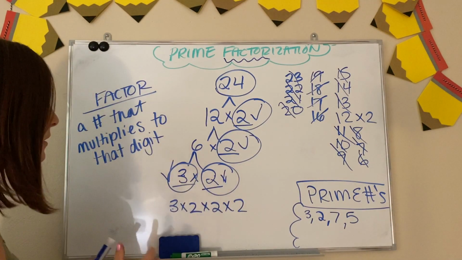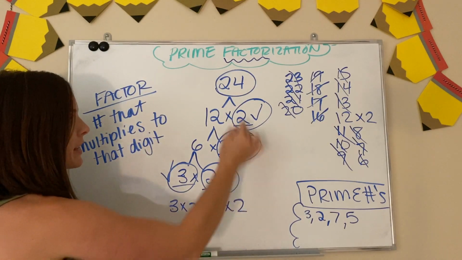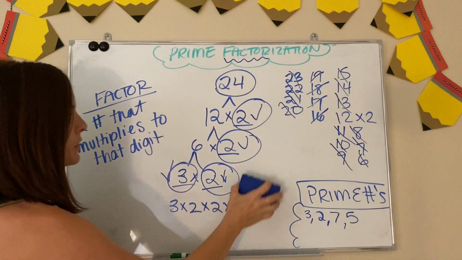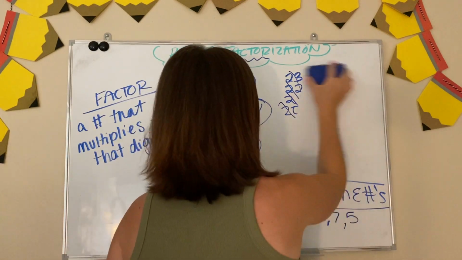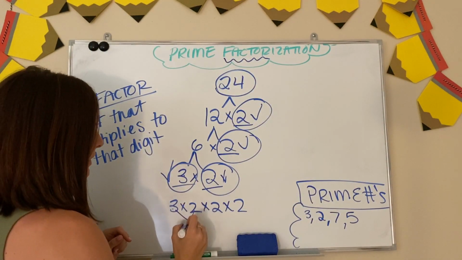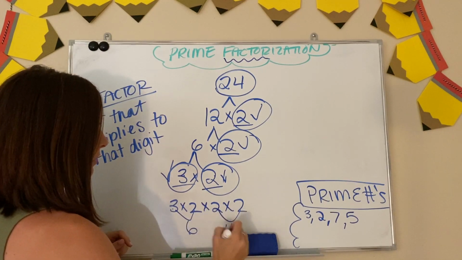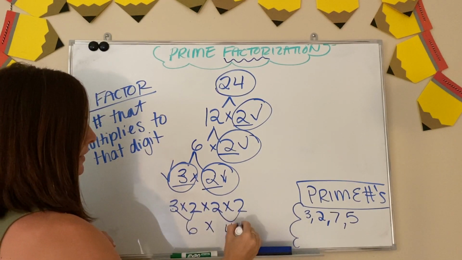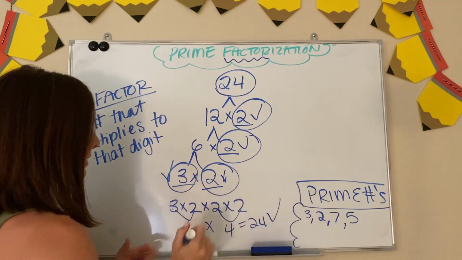Okay, if we did this right, I multiply all this back together, it should give me 24. So let's see if we did it right. 3 times 2 is 6. 2 times 2 is 4. And 6 times 4 is 24. Yay, we did it right.